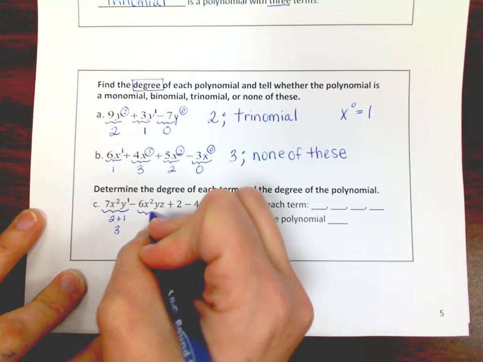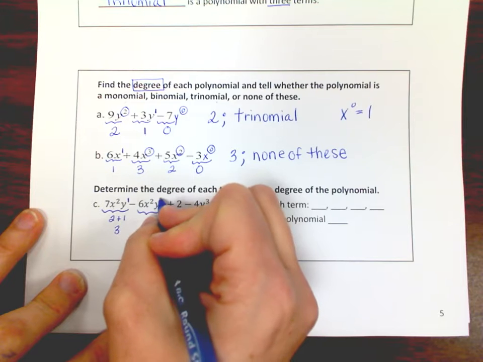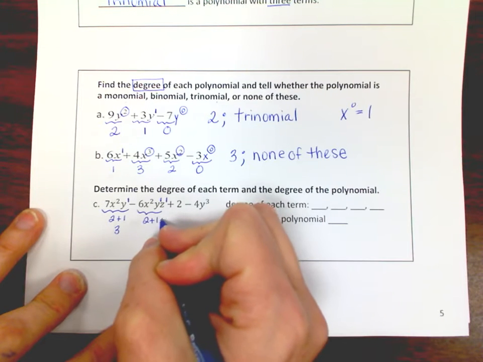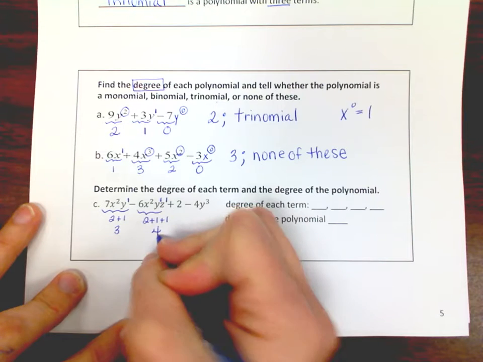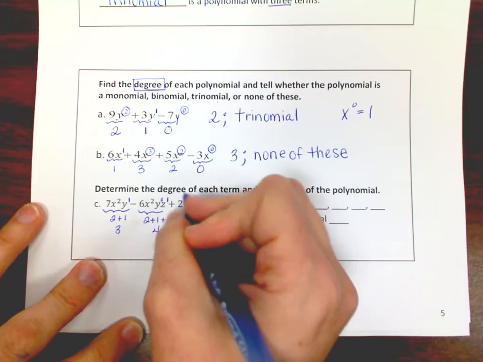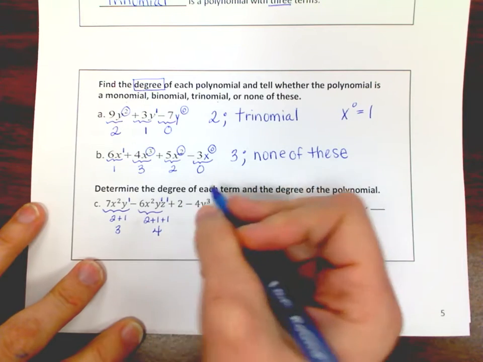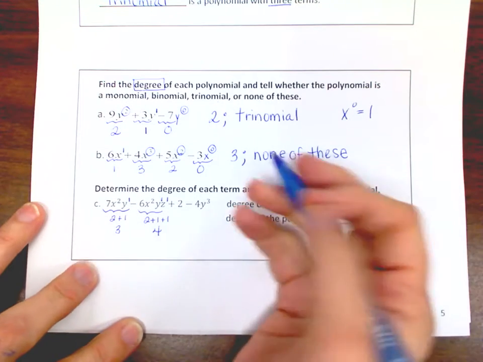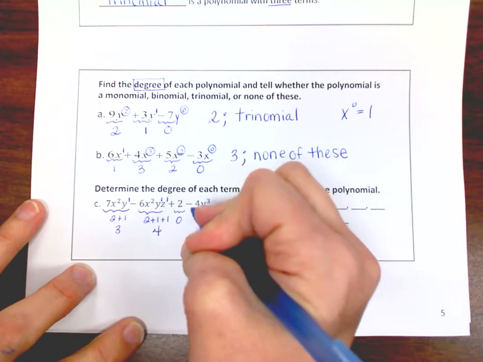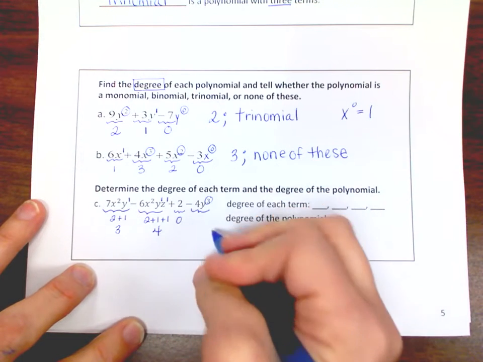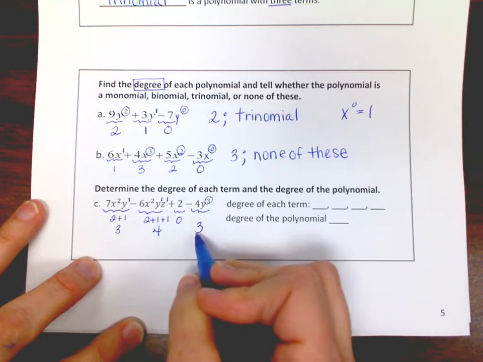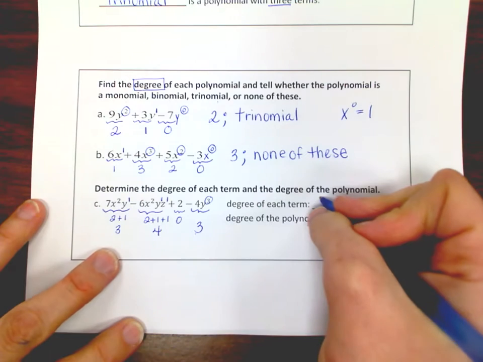When we look at the second term, this is x squared, y to the first, z to the first. So when you add 2 plus 1 plus 1, you actually get 4. Okay, then this 2, that's just a constant term. And remember, it's kind of like 2 times x to the 0 power. It's going to have a degree of 0. And then we have this last term that has a degree of 3. So we have a degree of 3, 4, 0, and 3, listing the degree of each term.